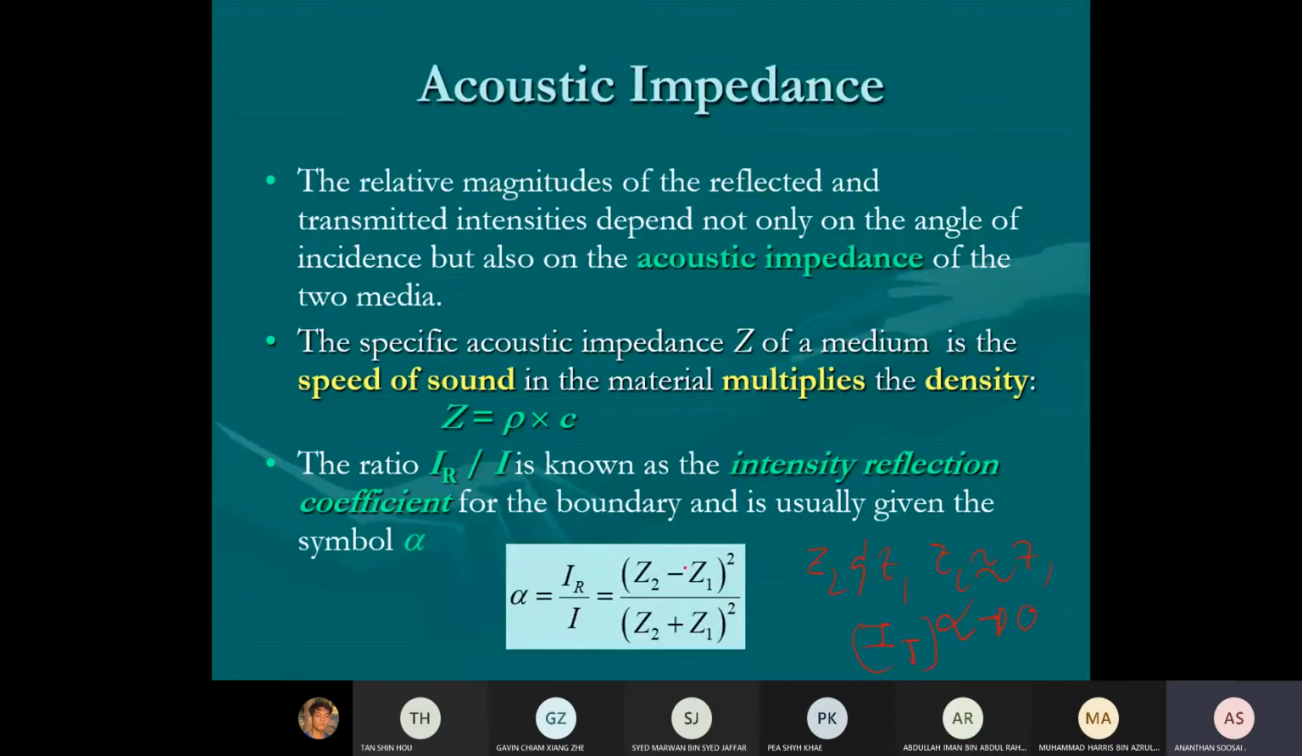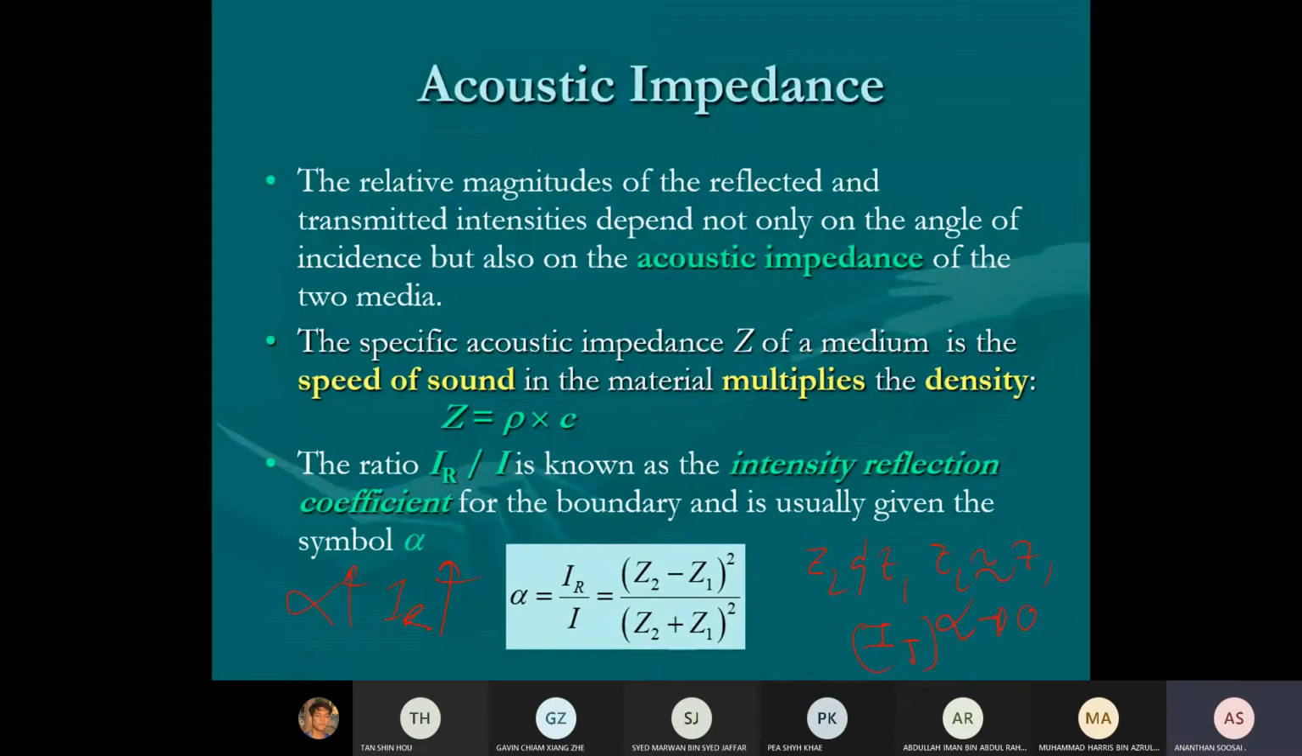If Z2 and Z1 have a big difference, alpha is going to be very big because the numerator gets big. Z2 minus Z1 big means the numerator gets big, alpha gets bigger, so more will be reflected. So as alpha increases, the reflected intensity increases. Okay. Any questions?